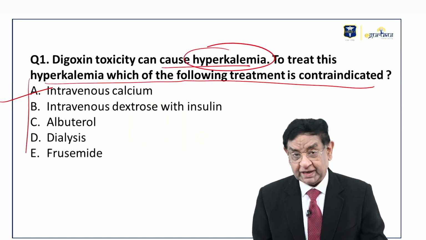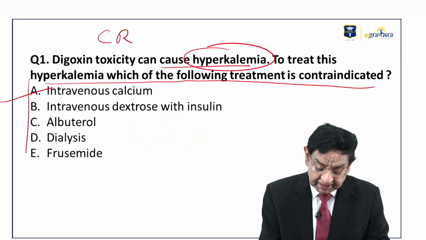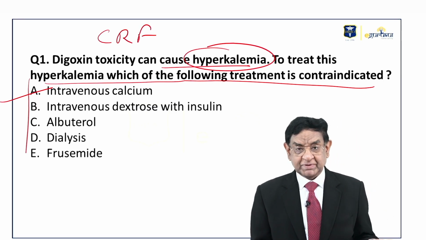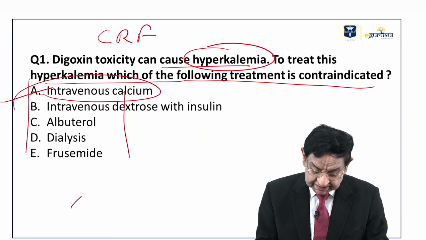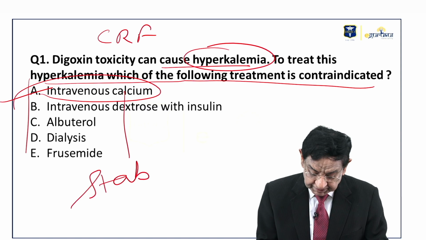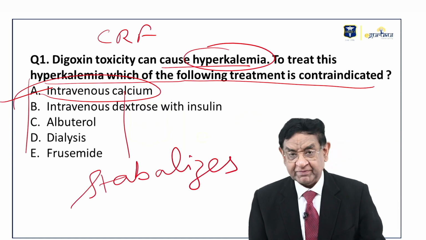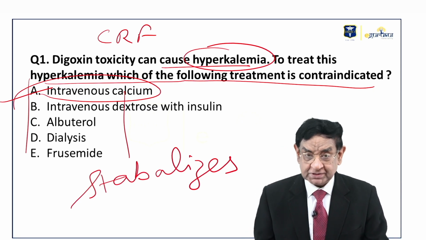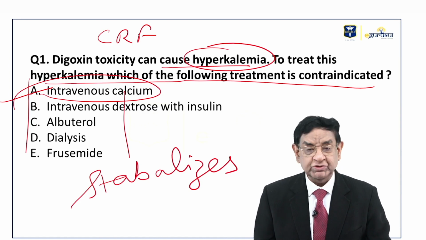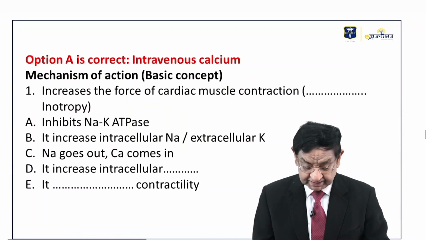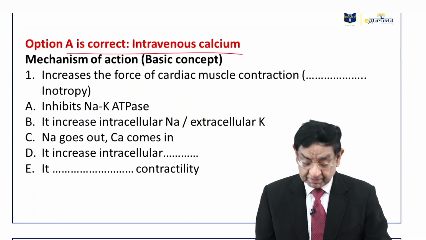Just before I discuss the question: for any cause of hyperkalemia, like say in chronic renal failure, the patient comes with hyperkalemia, and the first thing we give is intravenous calcium because it stabilizes the cardiac membrane and prevents arrhythmias. But it is absolutely contraindicated in digoxin toxicity. Why? You will not understand this unless you know the basic concept. So the answer is IV calcium is not given. Let's learn the basic concept.